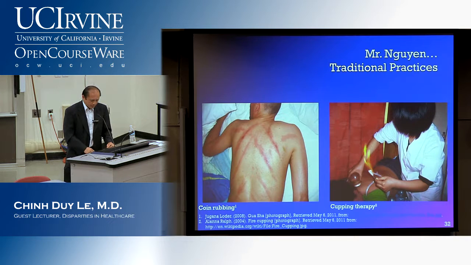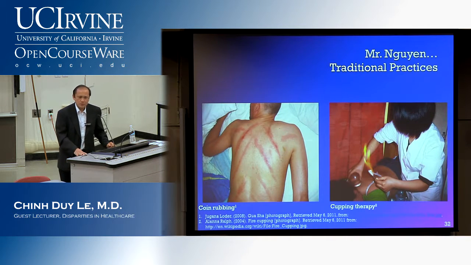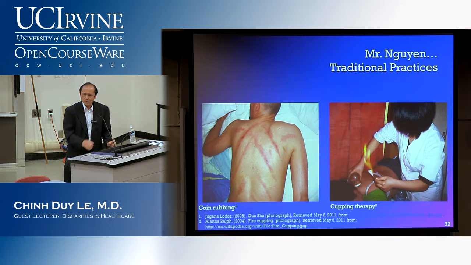When you examine Mr. Nguyen, sometimes you may see some red mark like this. Nowadays, most of us probably already know what it is, but back in the 1970s and 1980s, when the Vietnamese first came here, there were already a couple of police reports, because doctors found a skin mark like this and reported it to police because of possible family violence or something.